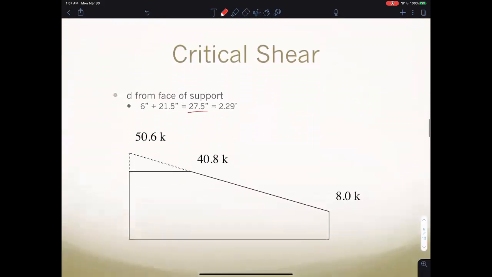Okay, 27.5 inches, so 2.29 feet. And so how did I get that number? You calculate this slope. So slope is 50.6 minus 8.0 divided by L over 2, which was 10 feet. Okay, so I'll do this. I skipped doing this in class. I'll do the numbers.